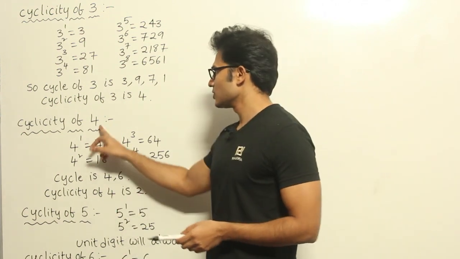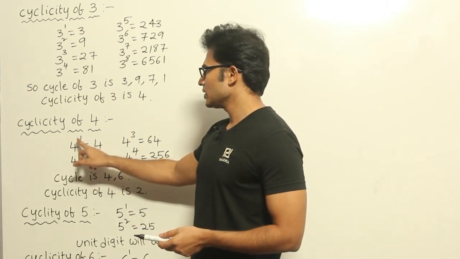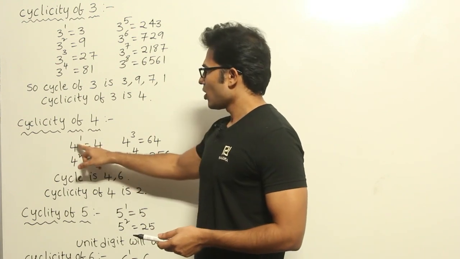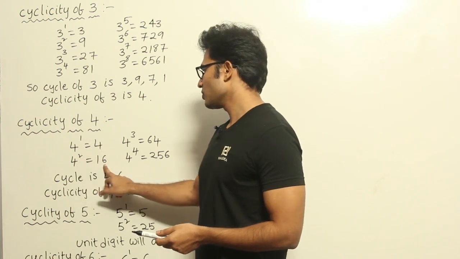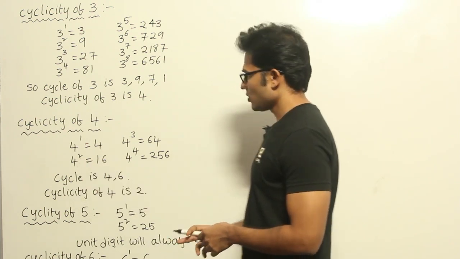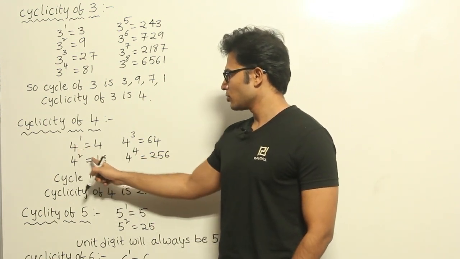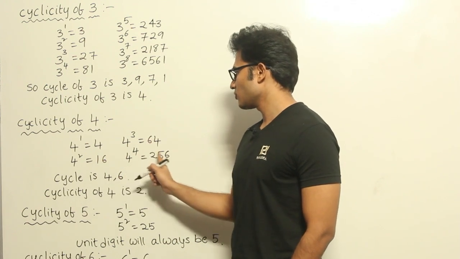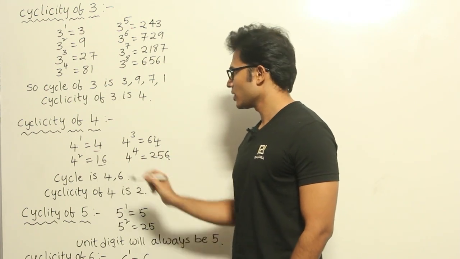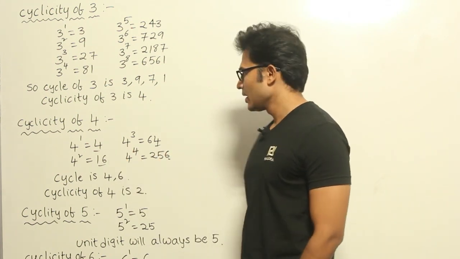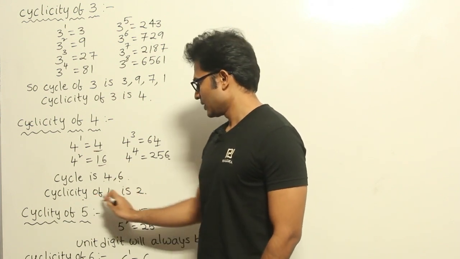And next one is cyclicity of 4. Now 4 is interesting. Whenever you raise 4 to any odd power, you are going to get 4, and if you raise 4 to any even power, you are going to get 6 in the units place, right? And also the cyclicity is just 2. Because 4 power 1 is 4, 4 power 2 is 16, again 4 power 3 is 4, and 4 power 4 is 256, right? So if you see this, the cycle is 4, 6, 4, 6, like this.